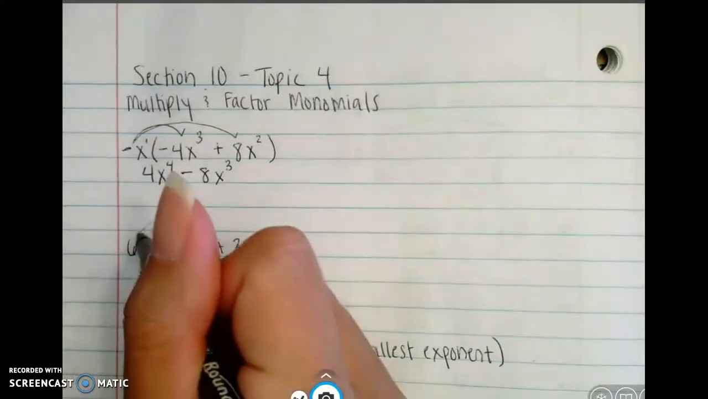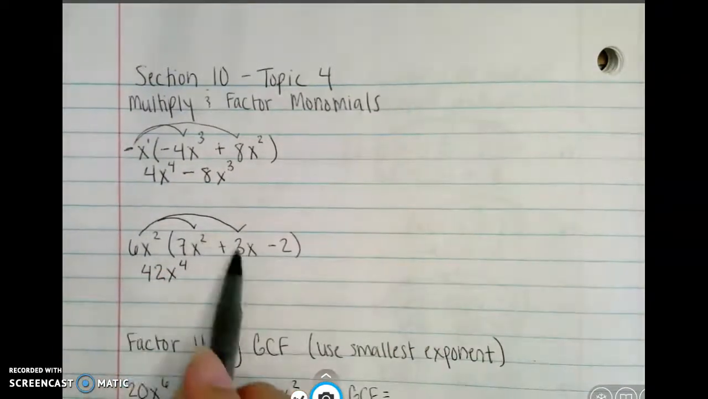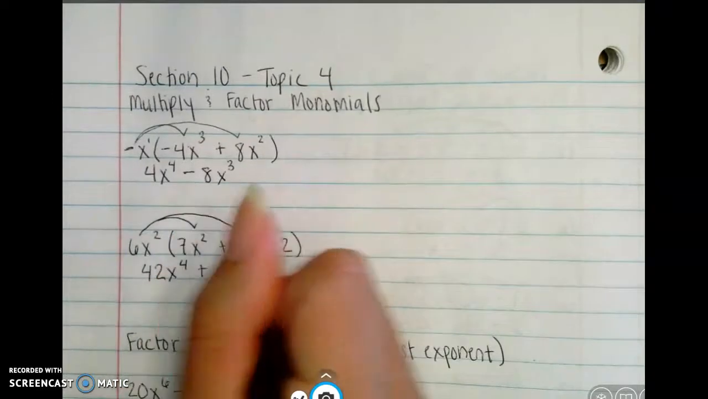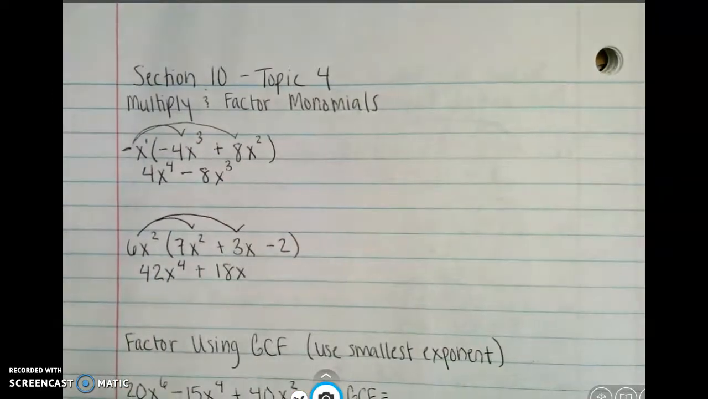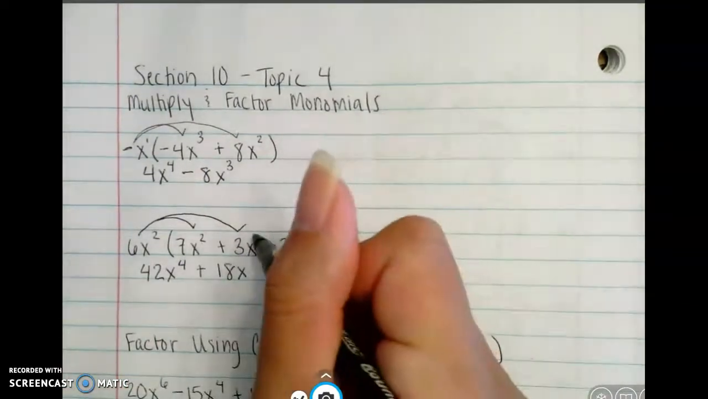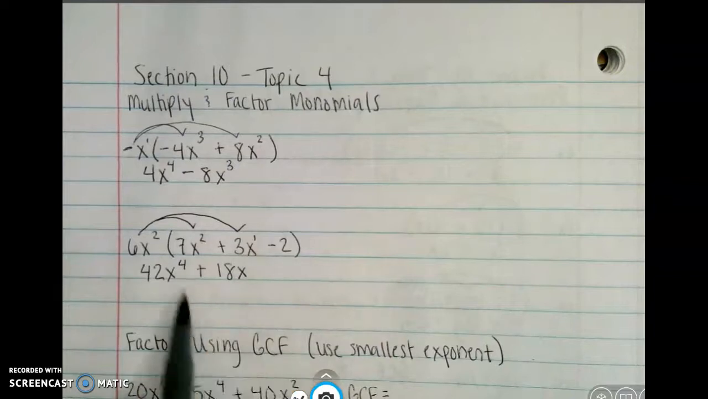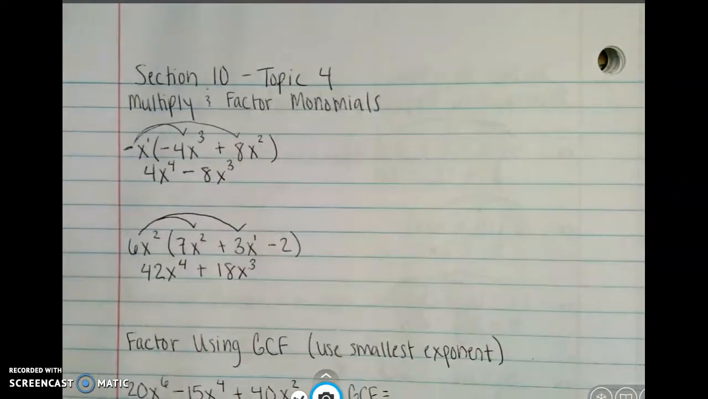So I distribute again. I distribute to that 3x term. So 6 times 3 gives us 18x. And how many x's do we have? We're adding them. So we have 2 plus this 1x out here. So 2 plus 1 would give us 3.